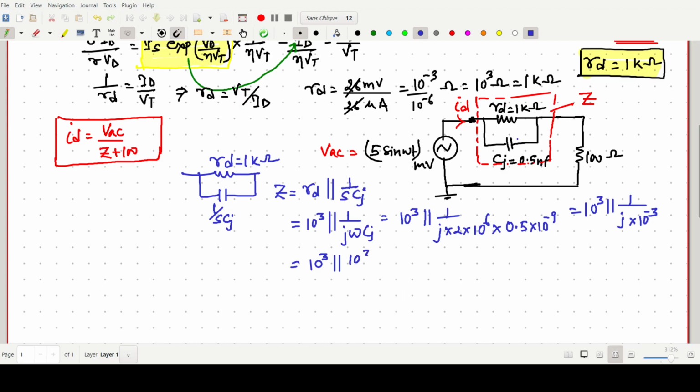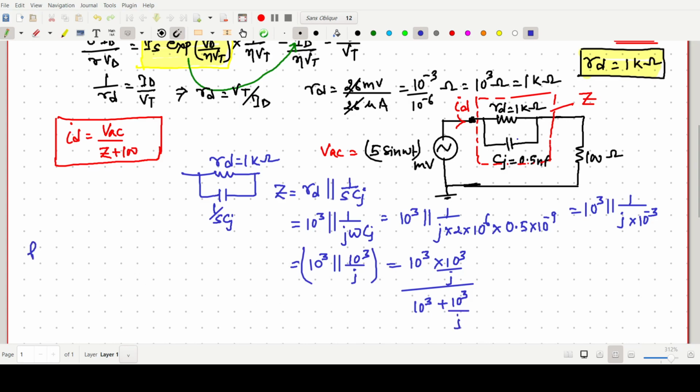So it should be 10 to power 3 j. Okay, so now we have this one. Now we have to solve this one, R1 in parallel with R2. So what we can write, it should be 10 to power 3 into 10 to power 3 by j divided by 10 to power 3 plus 10 to power 3 by j.